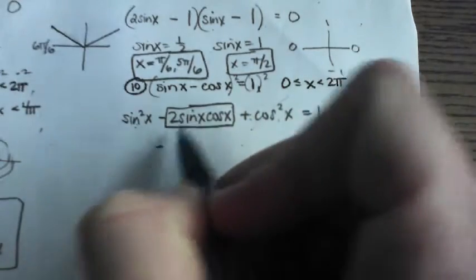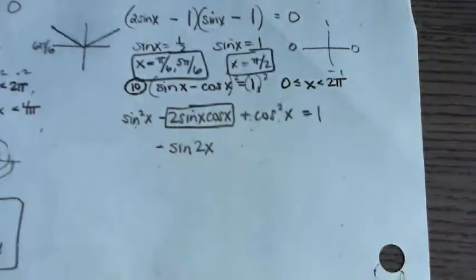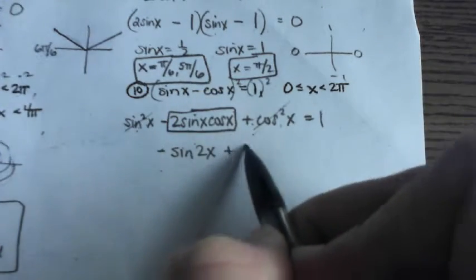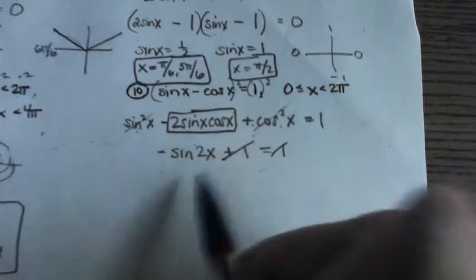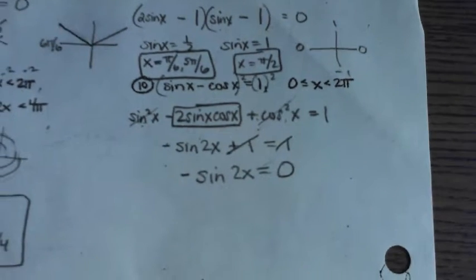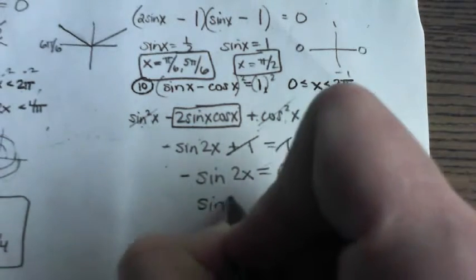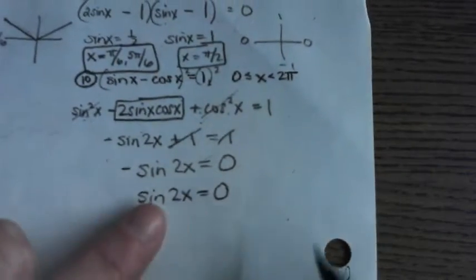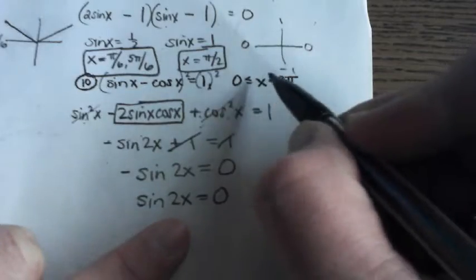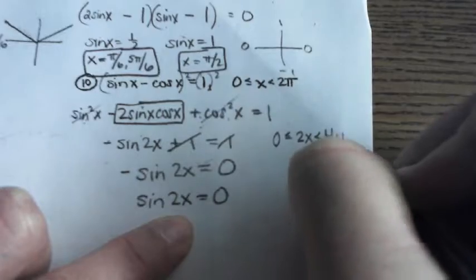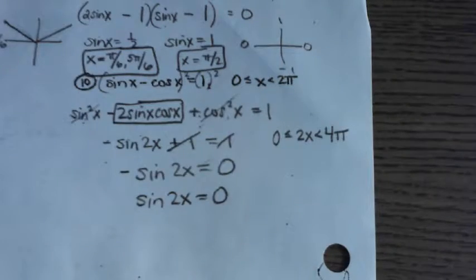So this part is minus sine of 2x, and then this is sine squared plus cosine squared is just plus 1 equals 1. And then those will cancel. So it'll be negative sine of 2x equals 0. The negative now does nothing, means nothing, so it's just the sine of 2x equals 0. And we have an adjusted period again. So times 2 times 2 times 2 tells us that 2x has to be between 0 and 4 pi.